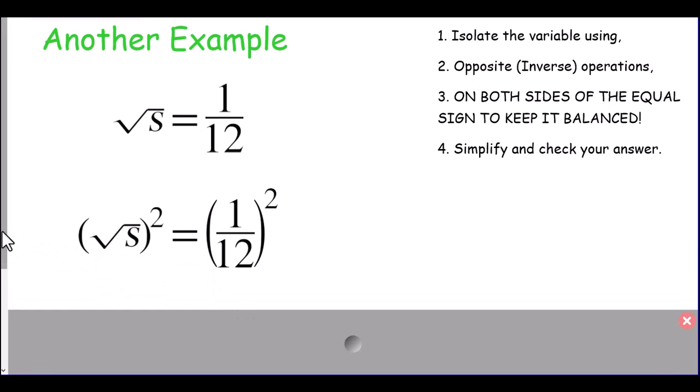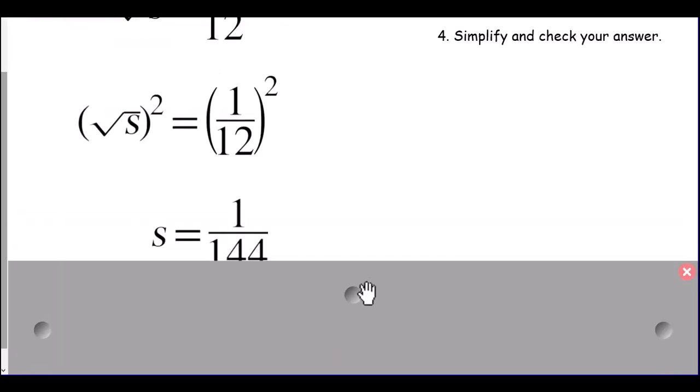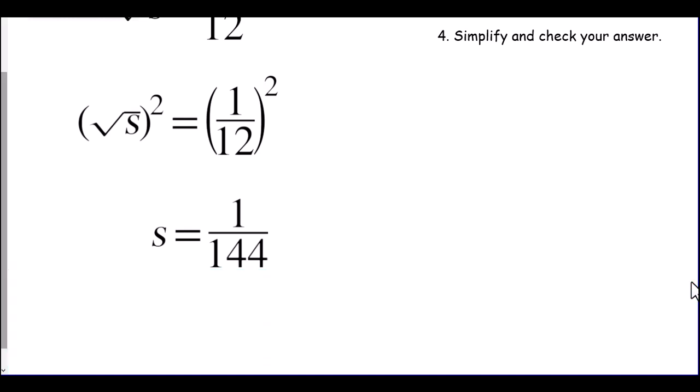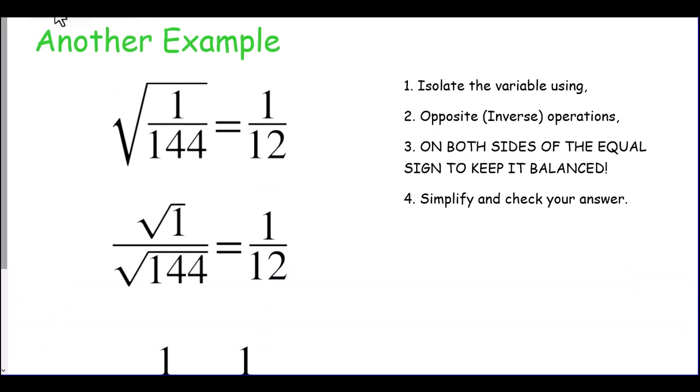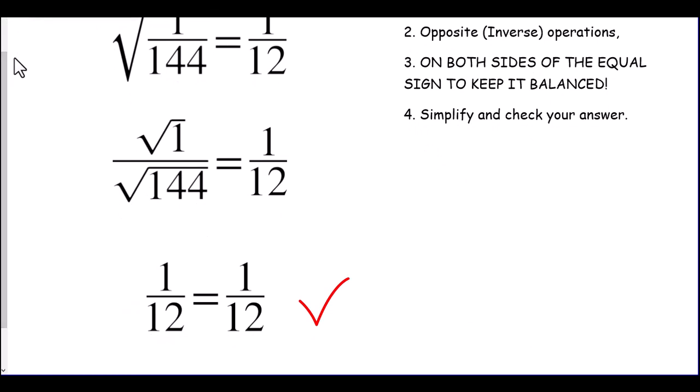When I simplify, I now have s is equal to 1 over 144. Now I will plug 1 over 144 back into the original equation to see if it makes the equation true. When I plug 1 over 144 back into the original equation, I get a value of 1 over 12 on both sides of the equal sign. Therefore, this equation is true.